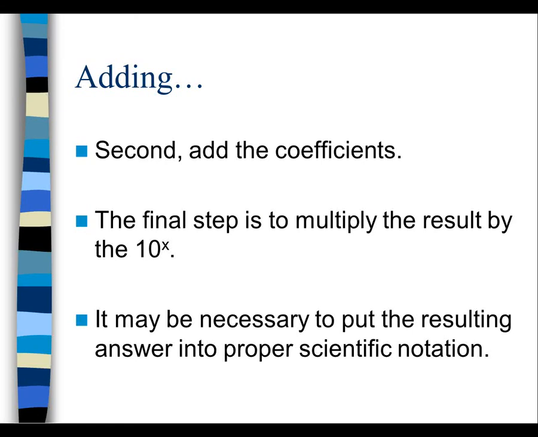Adding. Second, add the coefficients. The coefficients are the N and the M of the formula that you just did. A coefficient is something in front that is going to be multiplied by both things, I guess you could say. That is a better definition when I show it. And the final step is to multiply the result by 10 to the x.